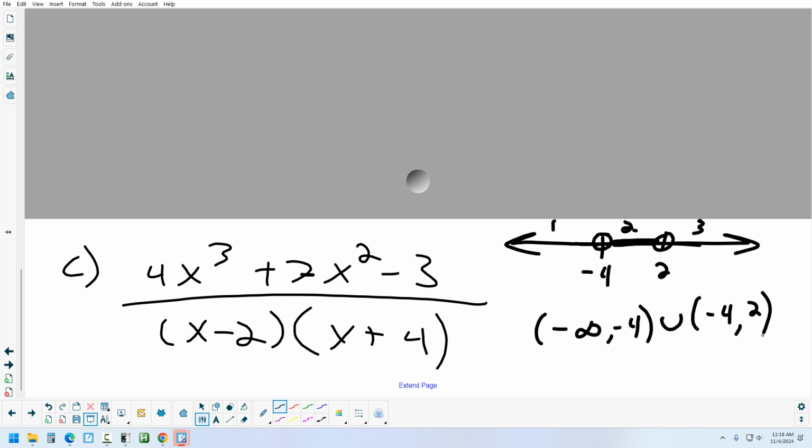because you can't include either number. Or, what would be my final interval? Parenthesis 2, comma, infinity. Yep.